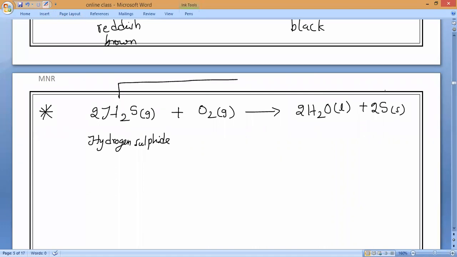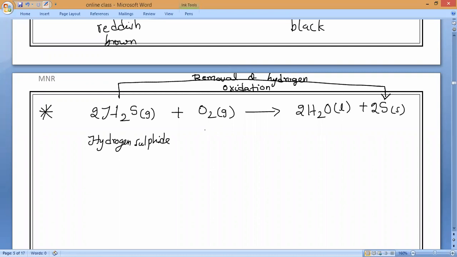Hydrogen sulfide turns into sulfur. So what do we call that, guys? Removal of hydrogen. Then what do we call it? Oxidation. Very good.